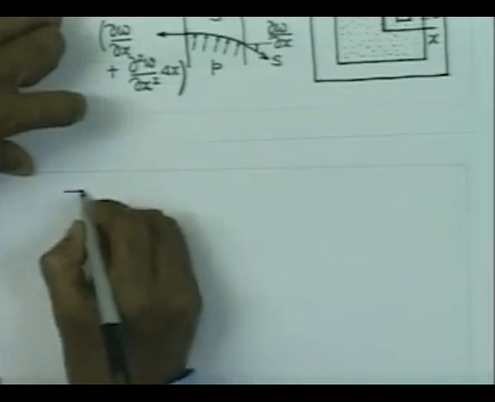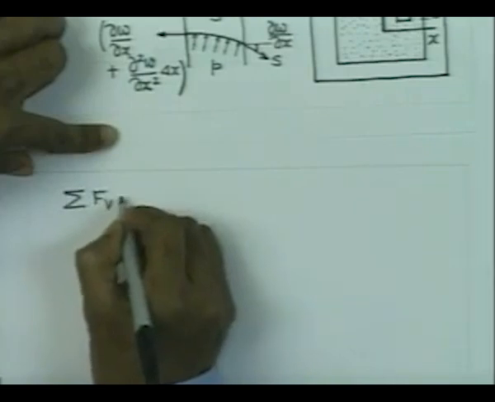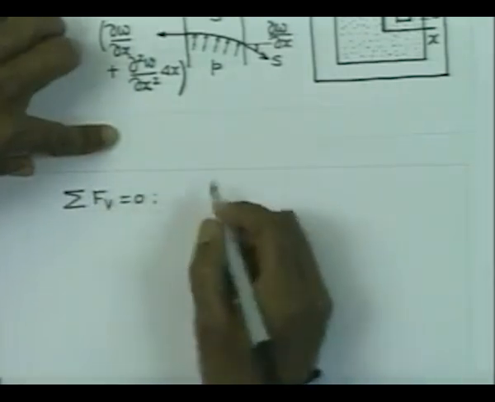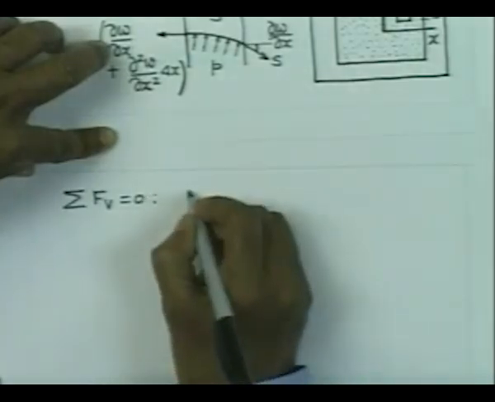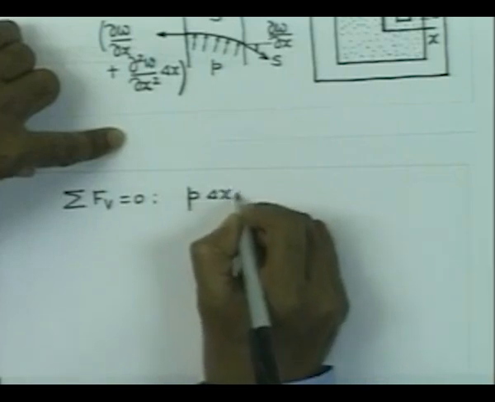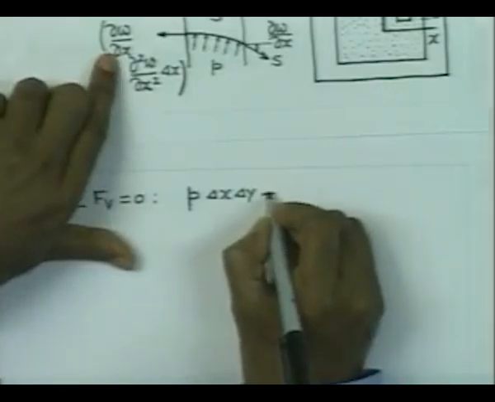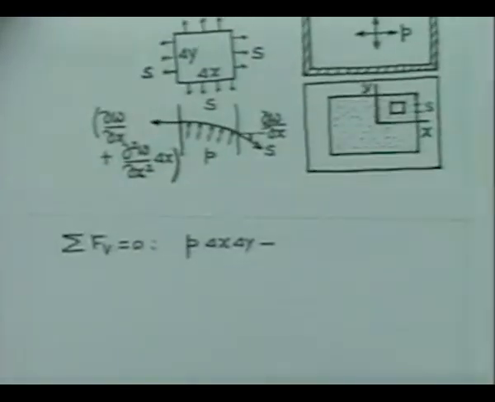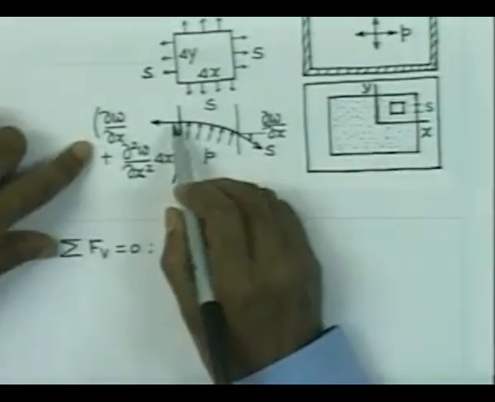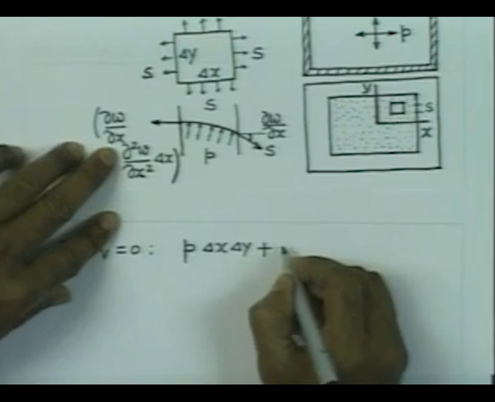So, now if we try to write the forces in the vertical direction, let us say that the sum in the vertical direction is equal to 0. What we have is the pressure acting vertically upward, and that is nothing but P into delta x delta y, where P is the pressure. Now, this traction is acting on this part of the boundary, which is delta y.